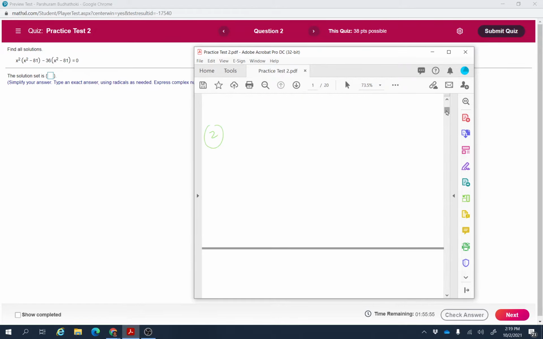So factor out x squared minus 81, which is available in the first term and second term, and then write down the leftover from the first one, which is x squared, minus the second one, 36. That equals 0. So I just factor out x squared minus 81. Now by using the zero product property, either x squared minus 81 equals 0 or x squared minus 36 equals 0. So these are the two equations we need to solve.